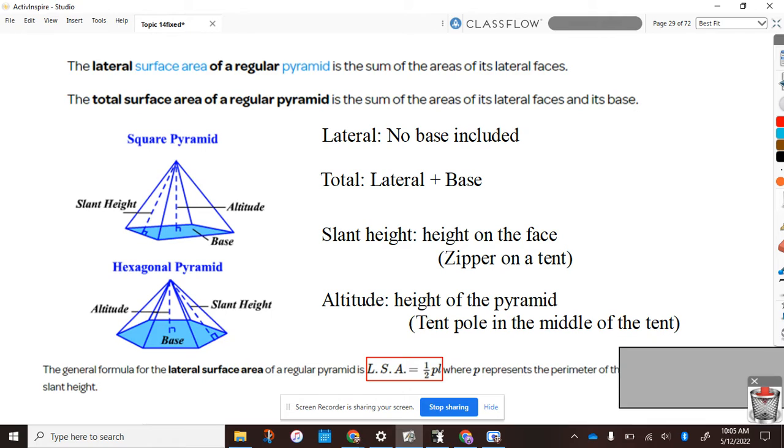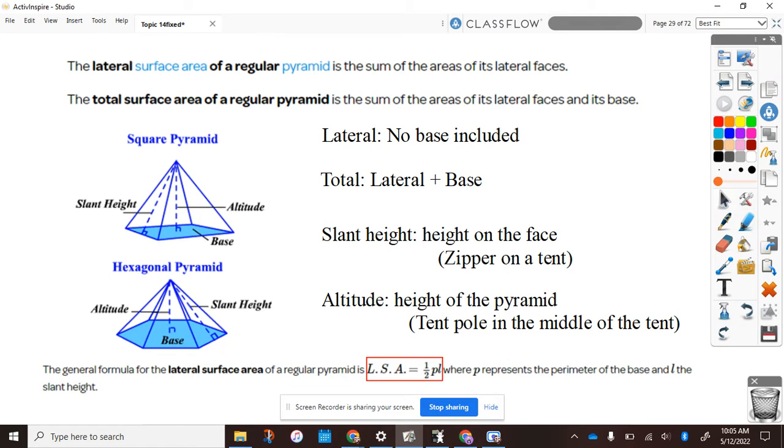The altitude is what we called the height yesterday. It's the height of the pyramid. We compare that to the tent pole in the middle of the tent that's holding it up. That's inside of the tent. It goes from the highest peak, drops straight directly vertically down. And it's different.